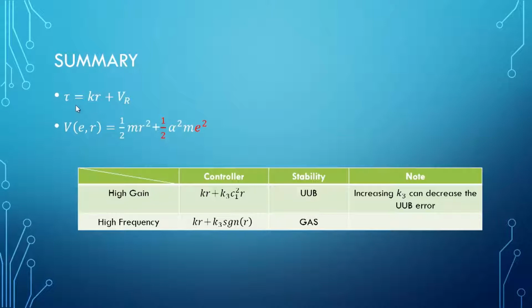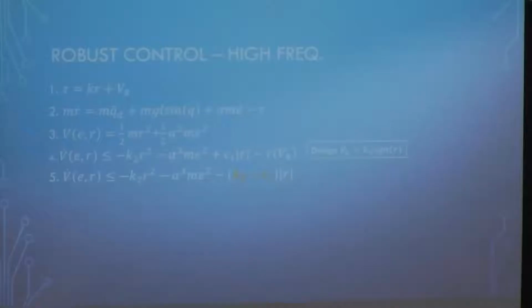So that's the summary of using the high gain controller design as this. Basically they are feedback controllers, K R plus K3 C1 square R, and K3 C1 square R can be considered as another positive constant, right? And stability is EUB, but high frequency is global asymptotic stability or tracking. Increasing K3 can decrease the EUB error. There's no upper bound.